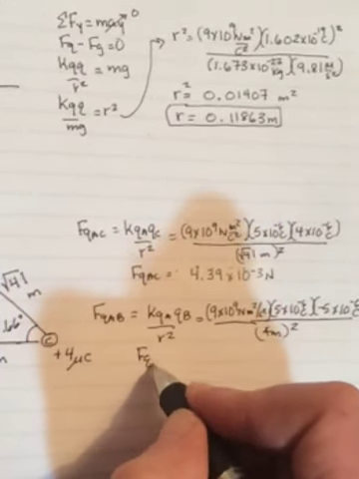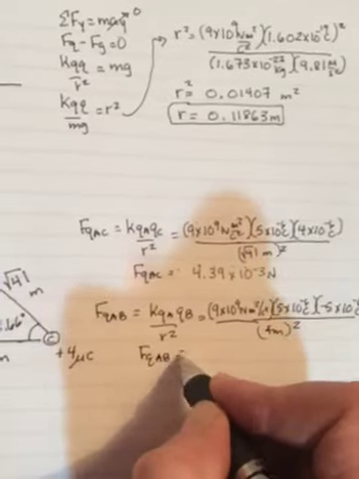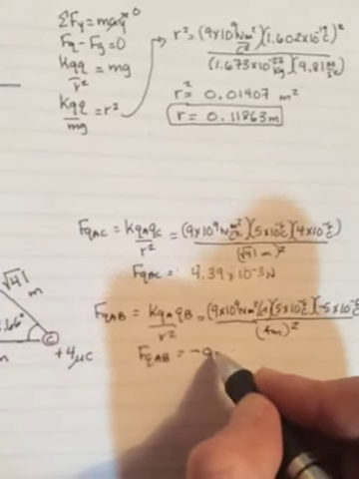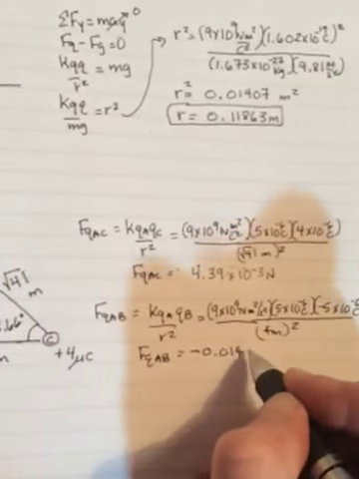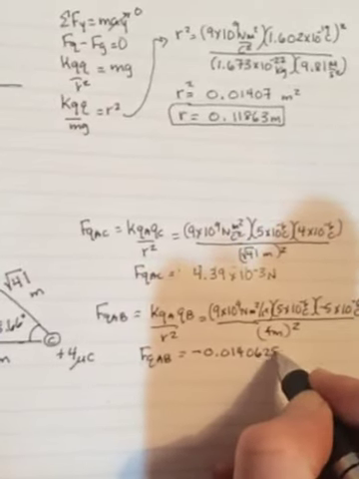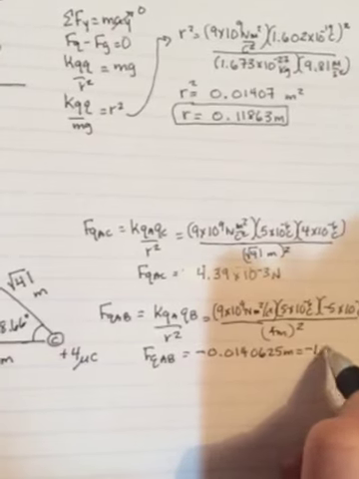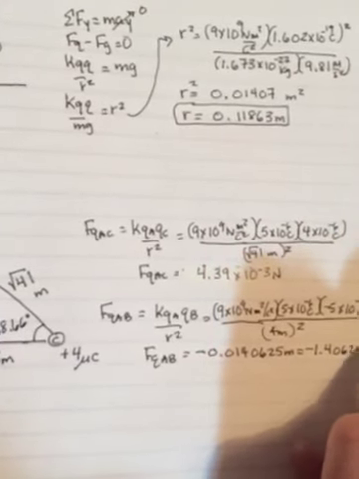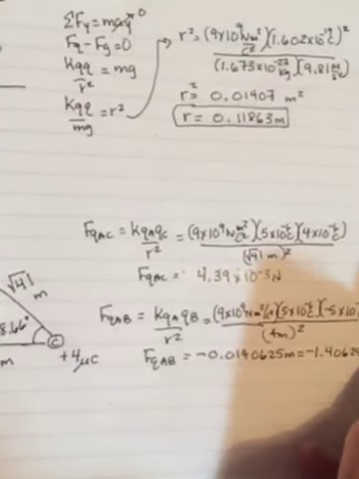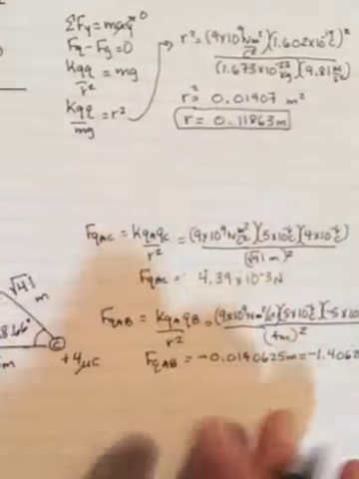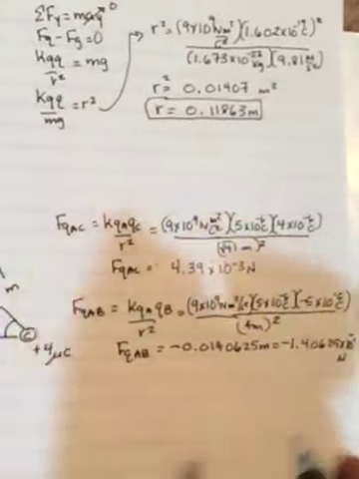And this time you get FQAB to equal negative 0.0140625, or if you want in scientific notation, negative 1.40625 times 10 to the negative 2. And that's newtons. Whoops, not that you could see because I just went off the page.